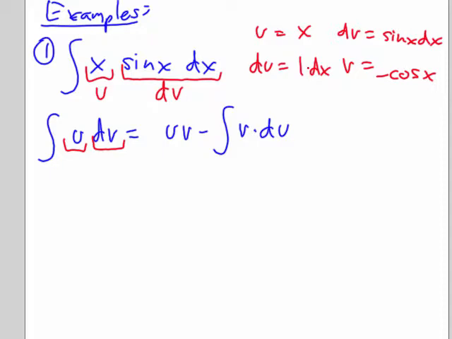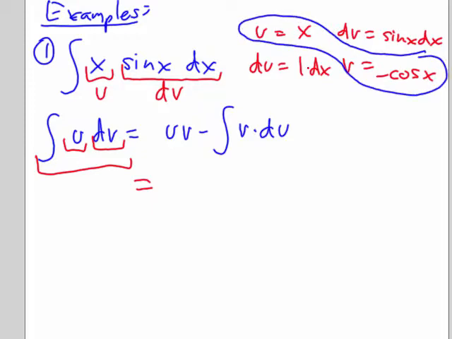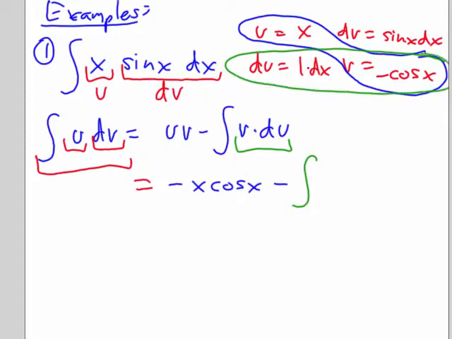Alright, so we've broken up our integral in terms of u and dv, and now we can apply the formula for integration by parts, which says that the left-hand side is equal to u times v, which is negative x cosine x, minus the integral of v times du, which is negative cosine x dx. Two negatives here are positive.